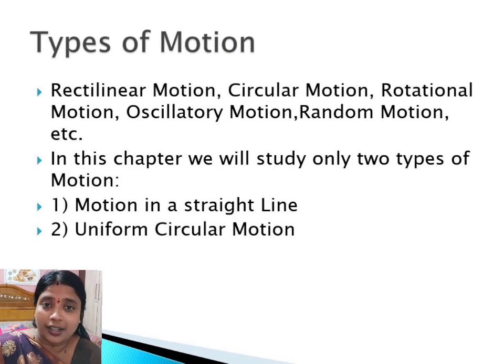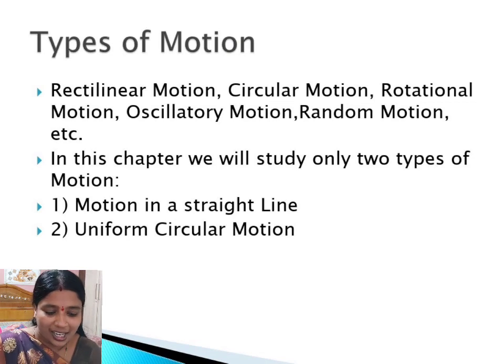Motion itself is a very big concept, but in this chapter we will deal with only two types of motion. The first is motion in a straight line, also referred to as rectilinear motion. Linear means in a straight line. So in this chapter we will study objects that are moving in a straight line, and also a very small part of this chapter, uniform circular motion.